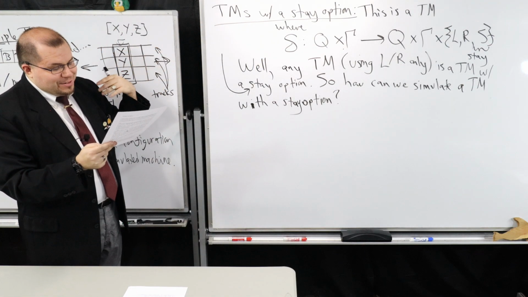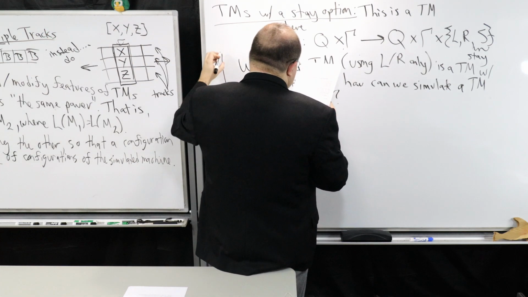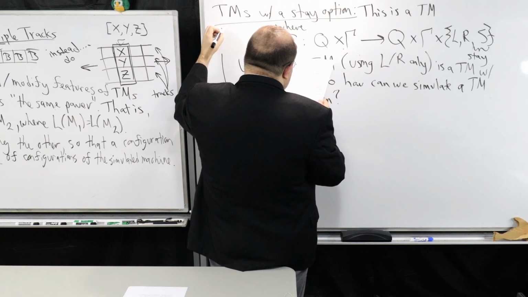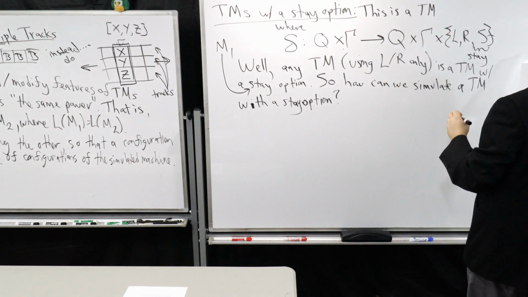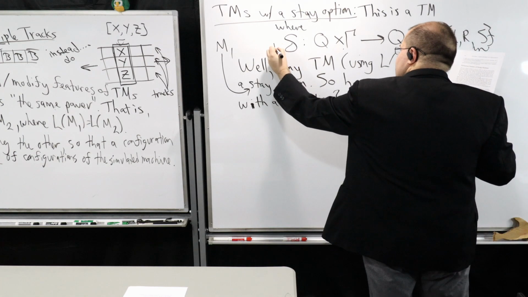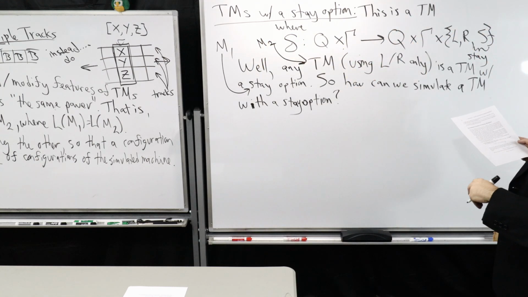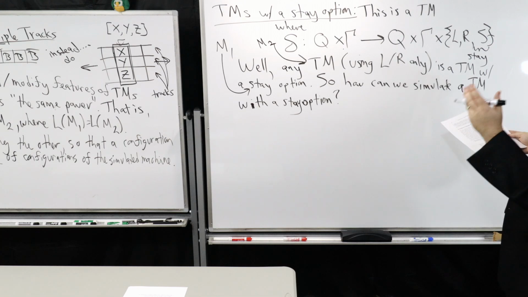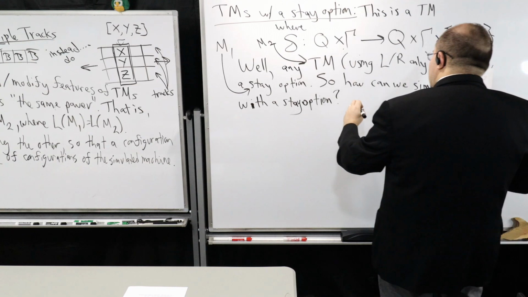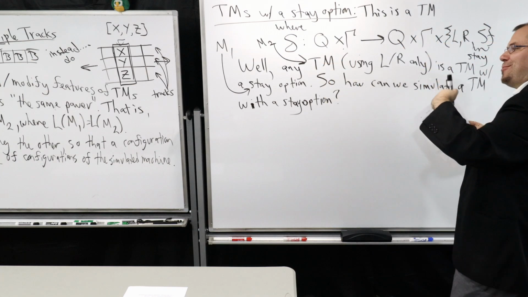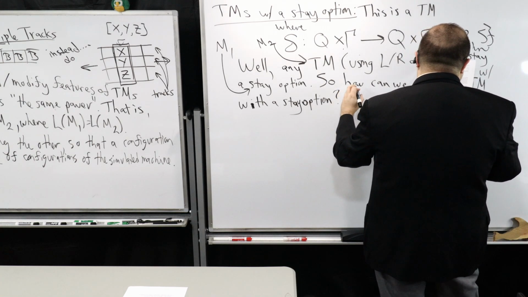So what I would like to do is take the Turing machine with the stay option. We'll call that M1. And I'm going to take the normal Turing machine that I have. I'm going to call that M2. So naturally, I'm going to try to show you how I can take M1 and make it into M2. Because doing M2 to M1 is really easy, right? I already just told you how you do it. You don't have to do anything.